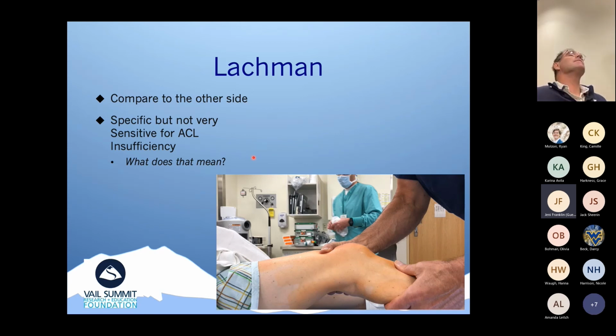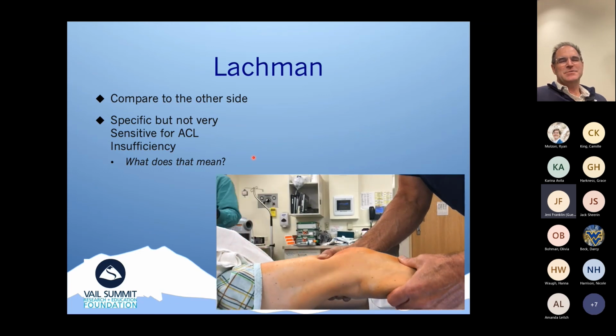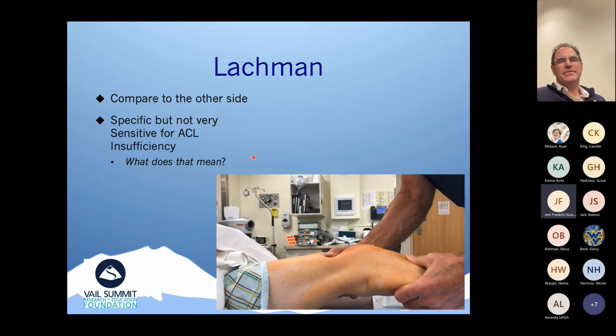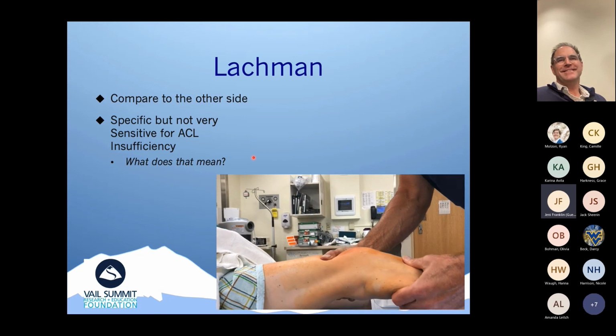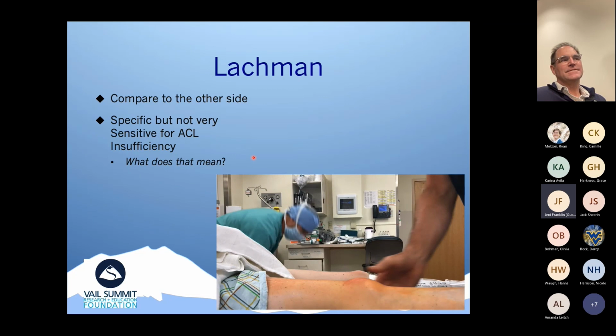What the heck does specific but not sensitive mean? What's that? Don't look at your glasses. Why? So it's specific. What does that mean? Should be able to test with that issue.